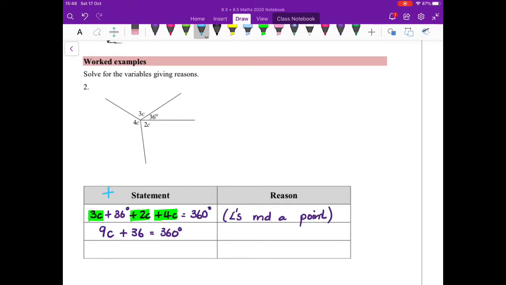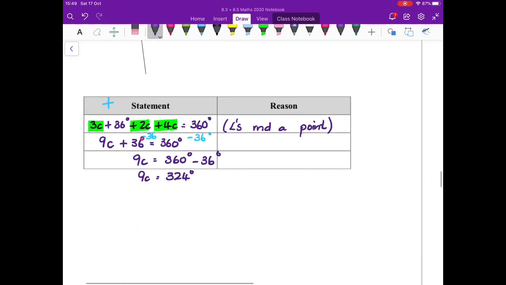So I would then subtract 36. Oops, don't do what I've done. Remember your degree sign, otherwise you lose a mark. Minus 36 there, minus 36 degrees. And now I will write that neatly. 9C equals 360 degrees minus 36 degrees. So 9C equals 324 degrees. Check it on your calculator.